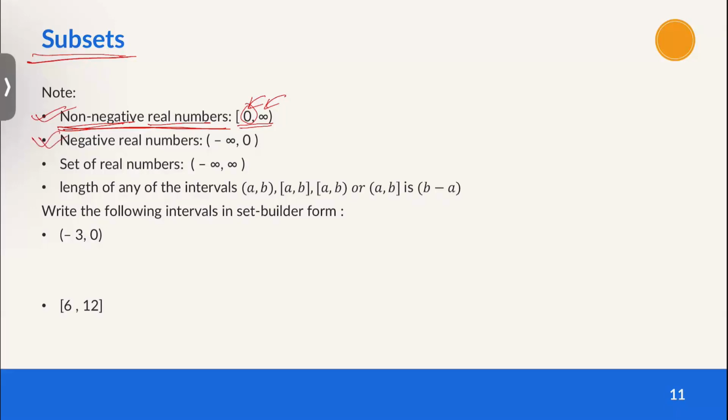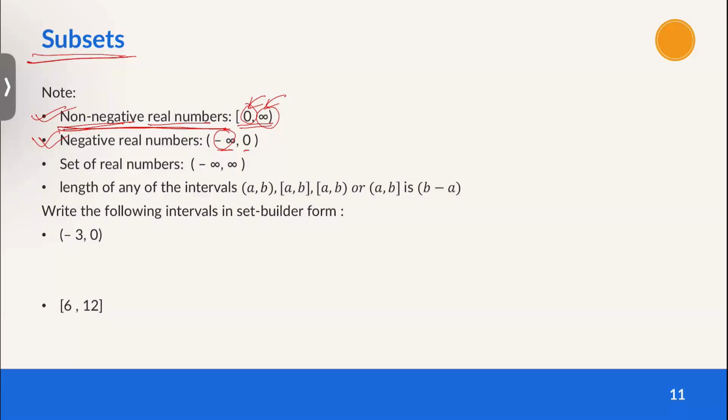The second is negative real numbers. When we say negative real numbers, 0 will not be included because 0 is neither negative nor positive. So we'll have from minus infinity to 0 where 0 is not included. And always remember, infinity and minus infinity will always have an open interval. You cannot have a closed interval at minus infinity and plus infinity.